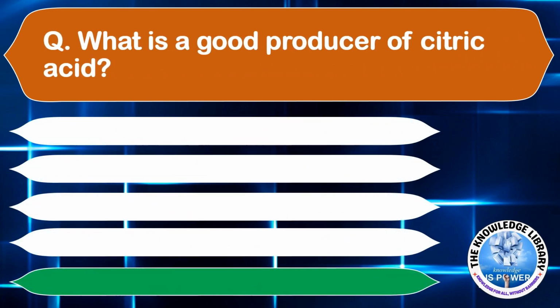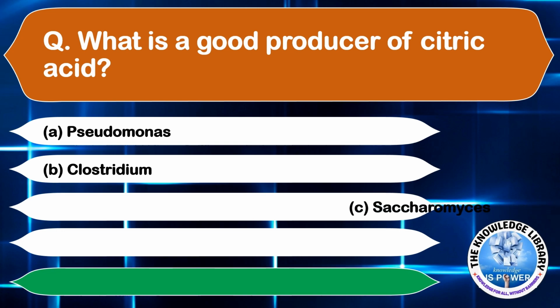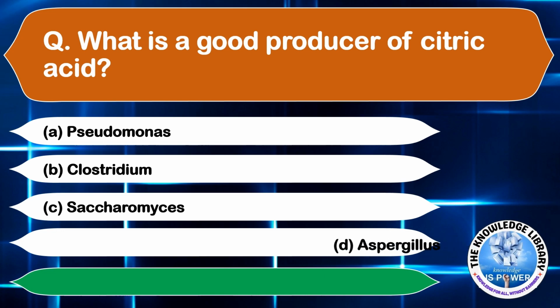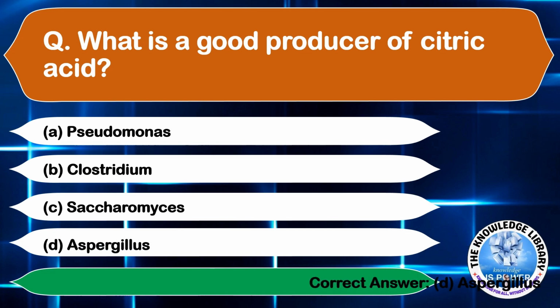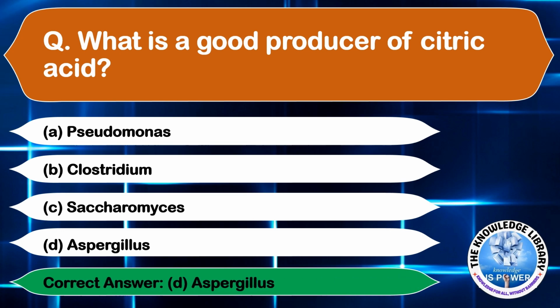What is a good producer of citric acid? Option A, Pseudomonas. Option B, Clostridium. Option C, Saccharomyces. And option D, Aspergillus. The correct answer is option D, Aspergillus. Moving on to the next question.